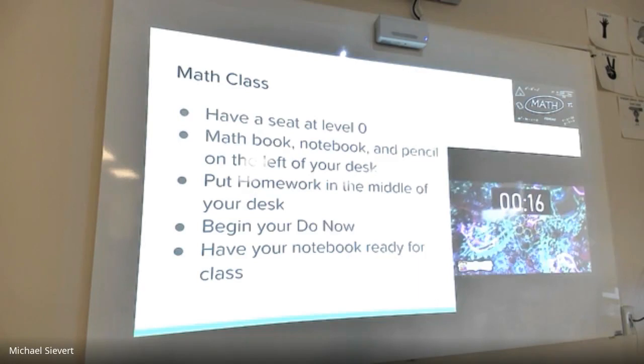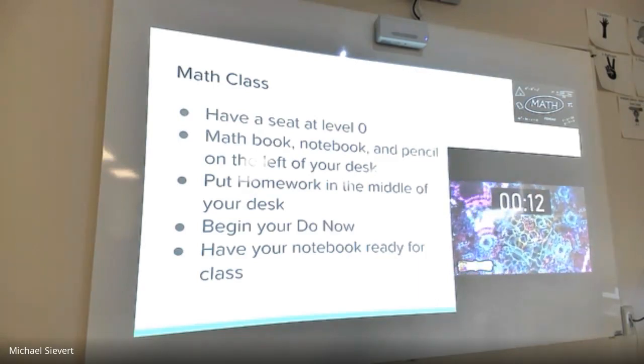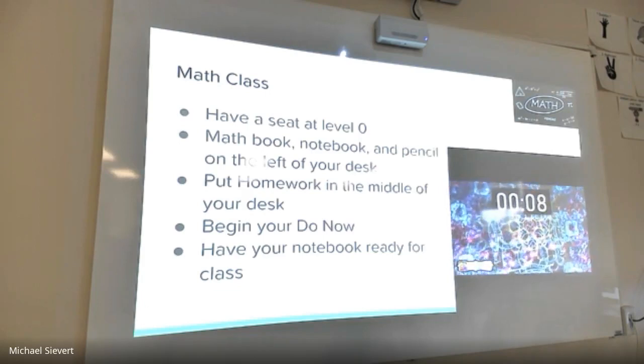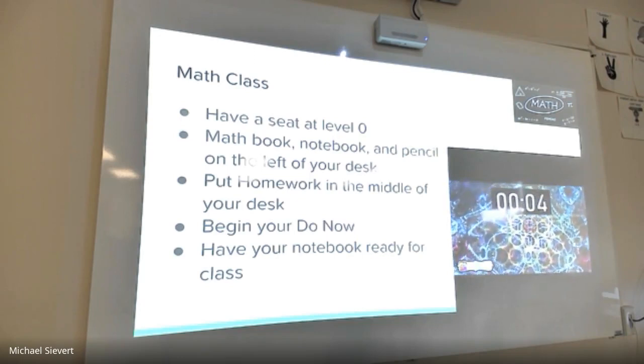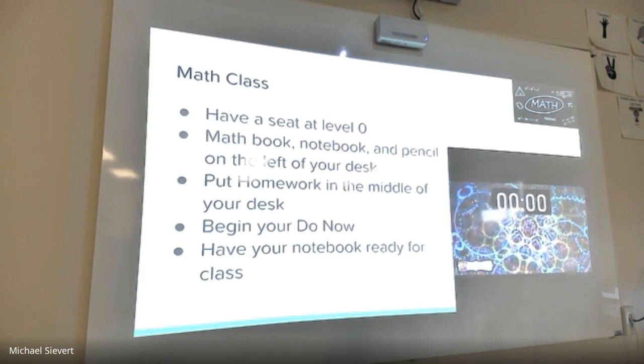Make sure you put it in the middle so I can collect it during your exit ticket. Three, two, and one.